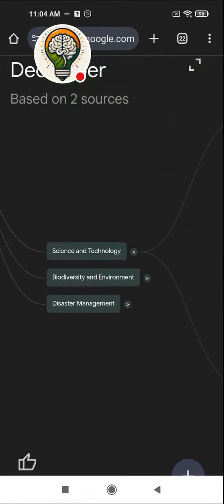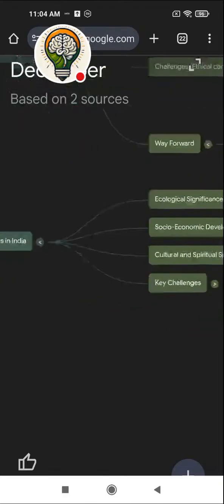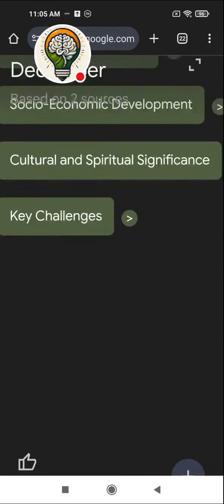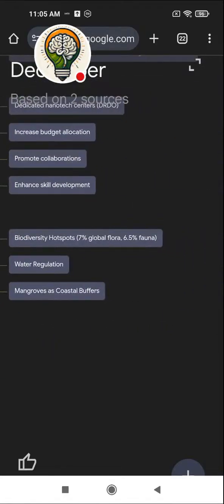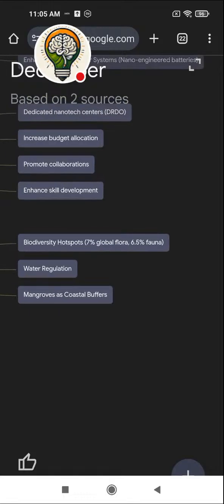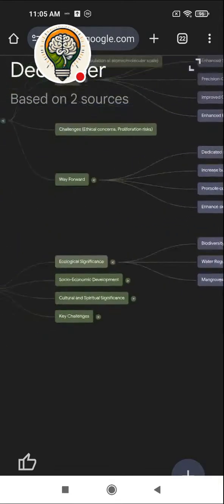Then the biodiversity and environment, so importance of forest in India, so ecological significance. So the biodiversity hotspot, 7% global flora and 6.5% fauna. Water regulation and mangrove as a coastal buffer.